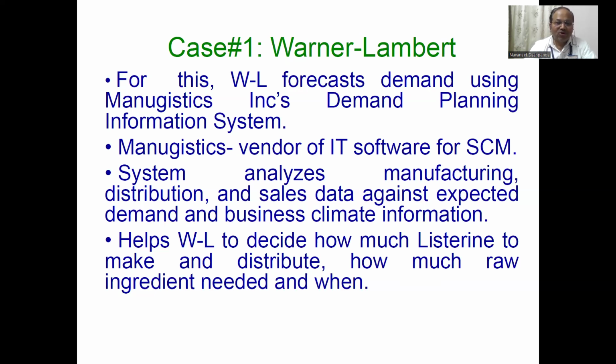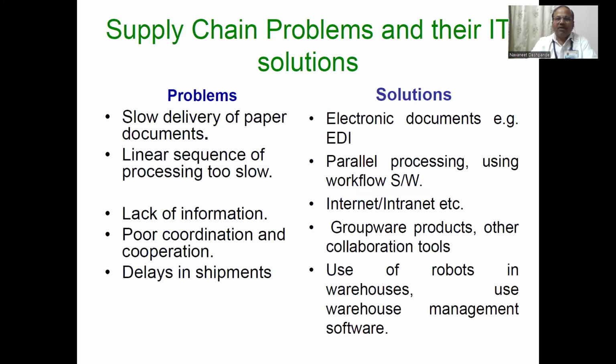So it helped to overcome such barriers: how much Listerine to make, how much to distribute, how much raw ingredient is needed, and where to procure it from in Australia. All in all, we have reached a stage where we understood the case study, and we are trying to see what kinds of problems are faced by supply chain management procedures and what kinds of solutions there are.